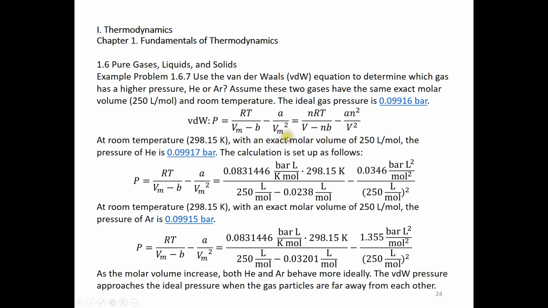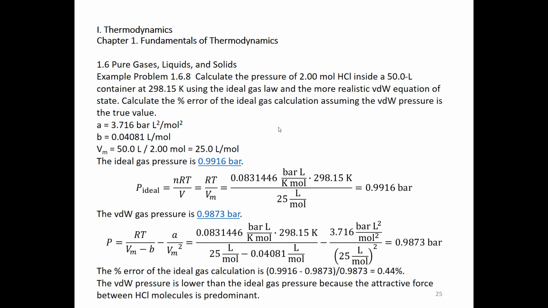Also, we can look at the formula. When this Vm is really large, B compared to molar volume can be neglected. And also, when this molar volume is really large, this A over molar volume squared can be neglected. That's why, when we have a large molar volume, the gases behave more ideally.